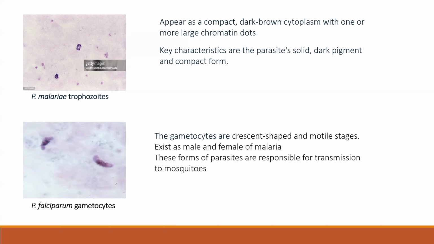And then at the bottom here, we have gametocytes. You can see the crescent shape or the banana shape. These gametocytes are typical for Plasmodium falciparum. These are the forms that are responsible for transmission to mosquitoes. So the mosquito picks up these gametocytes, and the gametocytes are also diagnostic. So when you find gametocytes on a blood film, don't ignore them. You need to report them so that the patient can get the correct treatment.